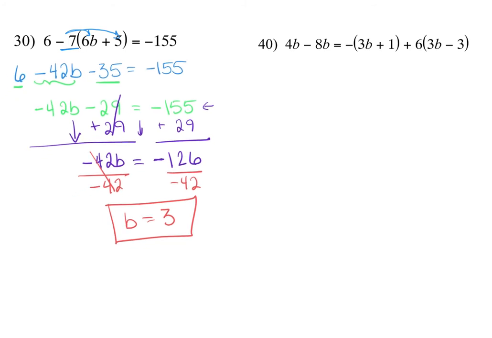So I can simplify the left-hand side. 4b's and negative 8b's, those are like terms. Positive 4 and negative 8, just simplify. You're not doing the opposite. You're just combining them. That's a negative 4b.